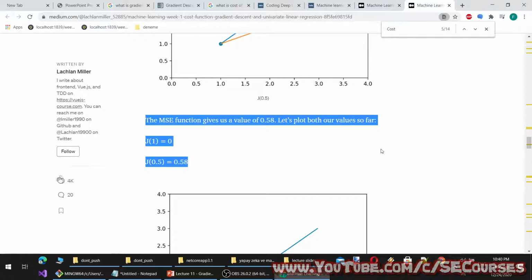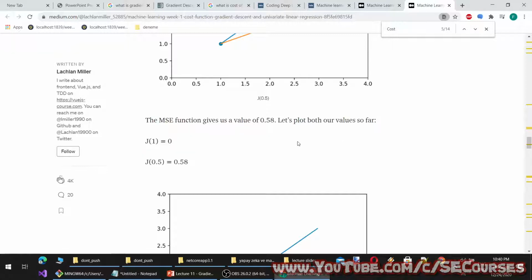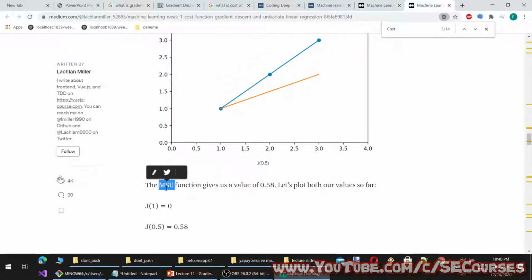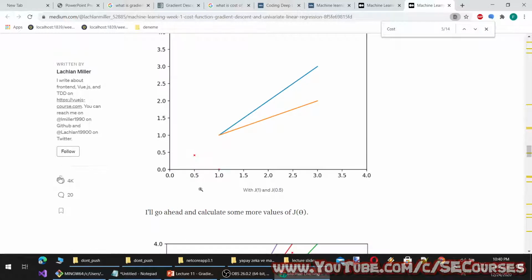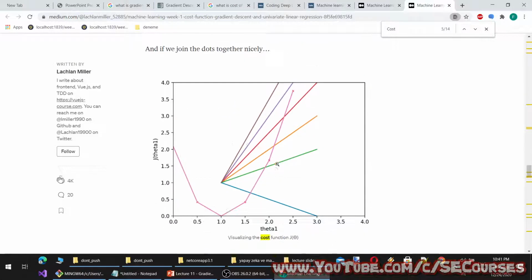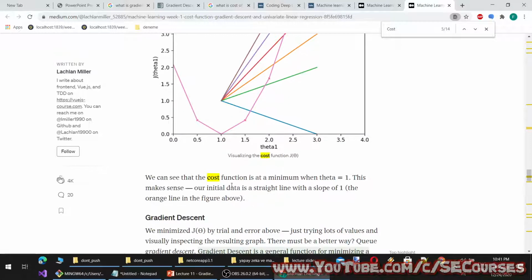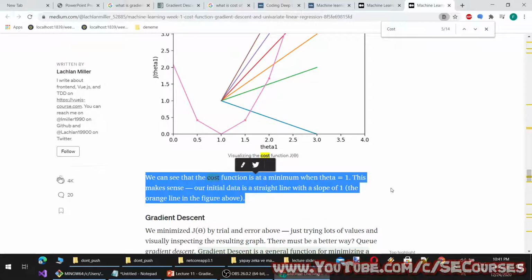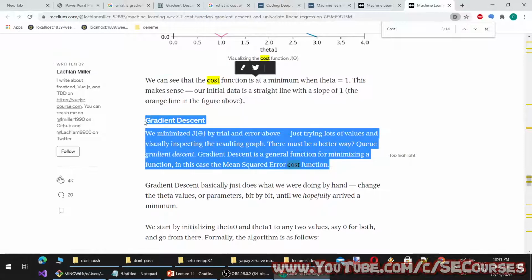Let's plot both our values so far. J(1) equals 0, J(0.5) equals 0.58. MSE is the mean squared error function. So it will be like this and like this. We can see that the cost function is at a minimum when theta equals 1. This makes sense. Our initial data is a straight line with a slope of 1, the orange line in the figure above.